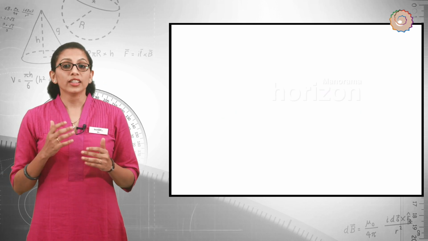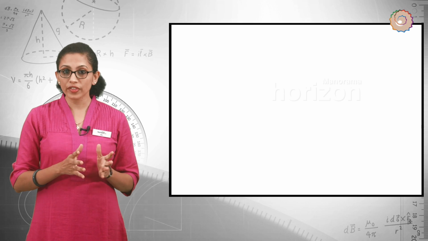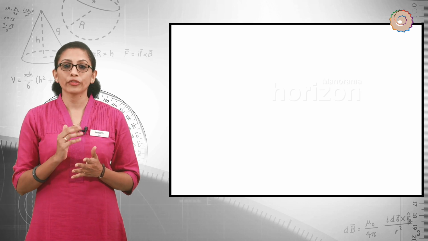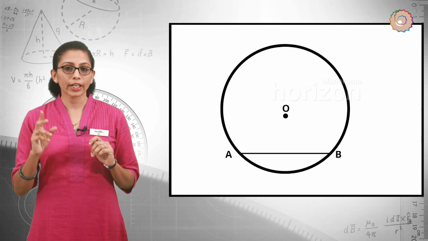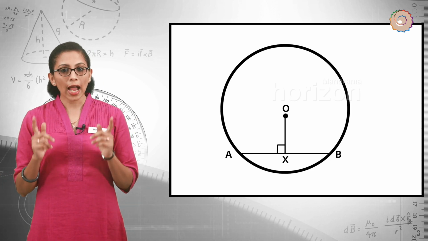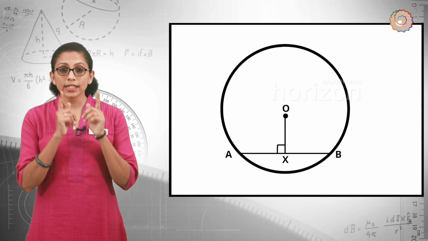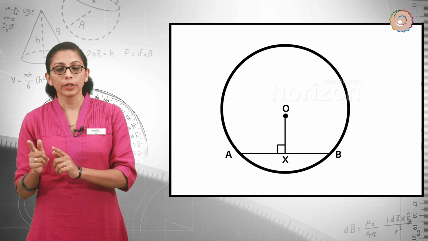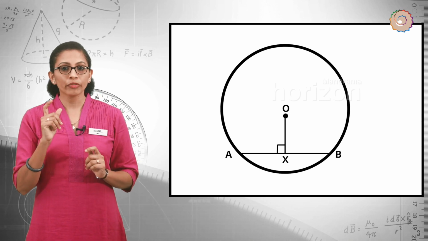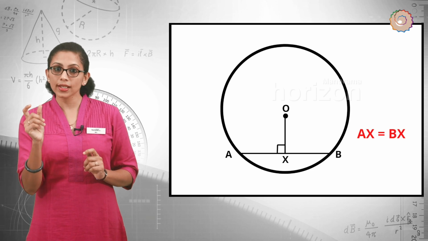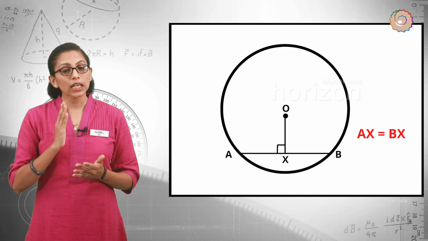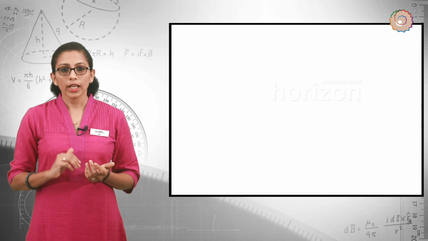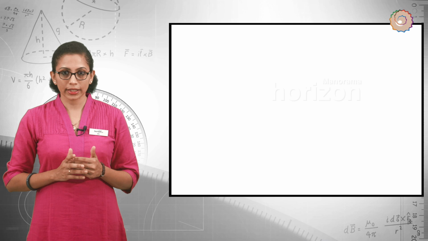Let's move on to the next topic, perpendicular from the center to a chord. Let's examine the relationship between the chord of a circle and a perpendicular to it from the center. For that, we need a circle with center O and a chord AB. A line is drawn connecting the center of the circle and the midpoint of a chord. One will find that the length of AX is equal to the length of BX, or we can say the line bisects the chord.